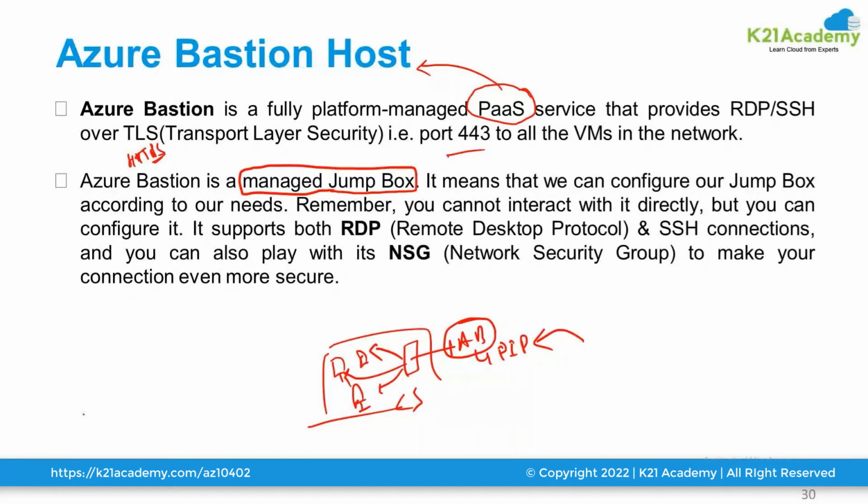Azure Bastion is a managed jump box. It means that we can configure our jump box according to our needs. Remember, you cannot interact with it directly, but you can configure it. Why is it saying you cannot interact with it directly? Because you don't have access to the virtual machine which is actually running in the backend to provide you that remote jump box, which is provided by creating this Azure Bastion service. But it supports both RDP and SSH connections, and you can also play with NSGs to make your connection even more secure.